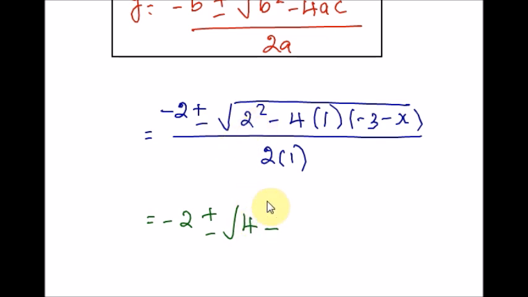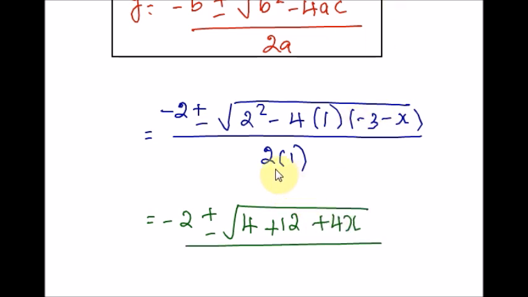2 square is 4. And 4 times 1 is 4. If you distribute 4 here, negative 4 times negative 3 would become plus 12. And negative 4 times negative x would become plus 4x. And the denominator is 2 times 1, 2. 4 plus 12 is 16. So 16 plus 4x under the root.